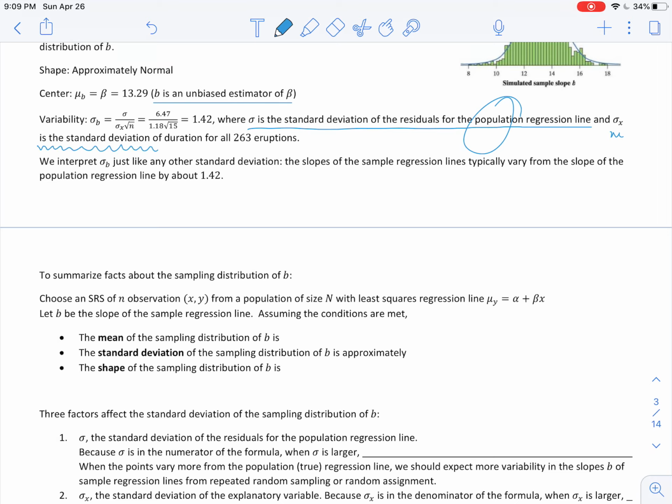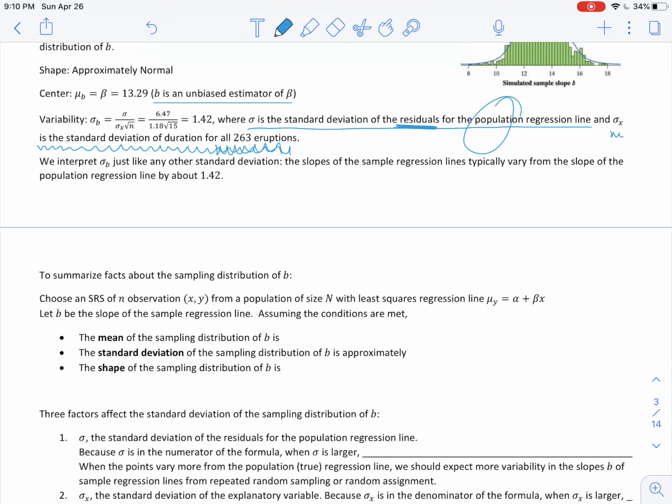If you have your population data, throw it in. Sigma sub x is a different standard deviation, which is nice and confusing. This is the standard deviation for all of our eruptions. So we have one that's a standard deviation for the residuals, and then we have a standard deviation for all your eruptions. That's why one of them has the x, because those are the actual data x values. The other one is just sigma, which is the standard deviation for your population regression line.